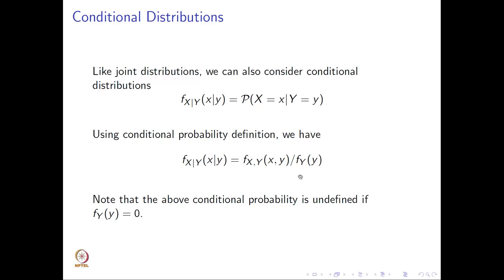The relation between conditional distributions, joint distribution and marginal distributions is shown here. This relation should be familiar from the definition of conditional probability that was seen earlier. Note that the marginal distribution f y of y is in the denominator and hence it must not be equal to 0.